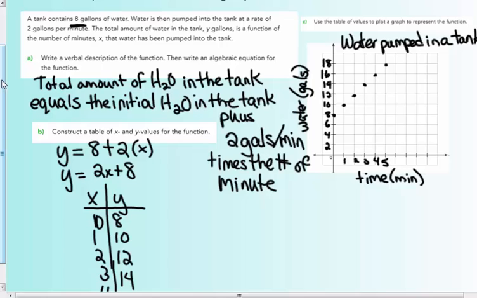So now we've seen a linear function, linear equation, in word format, verbal description, in an equation, y equals 2x plus 8, in a table of values, my XY table, and as a graph. 4 ways to show a linear function.